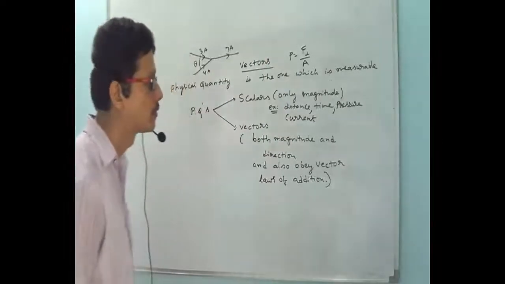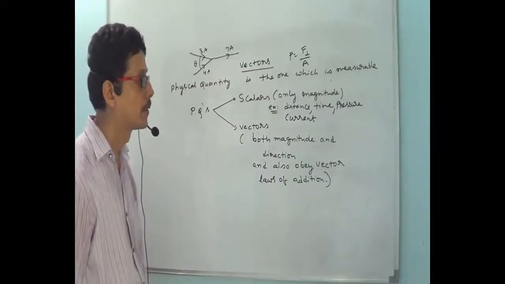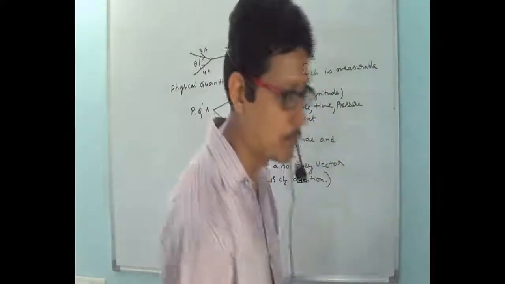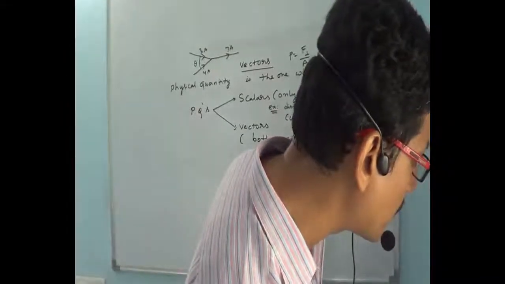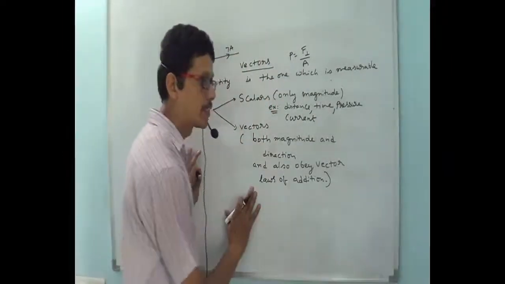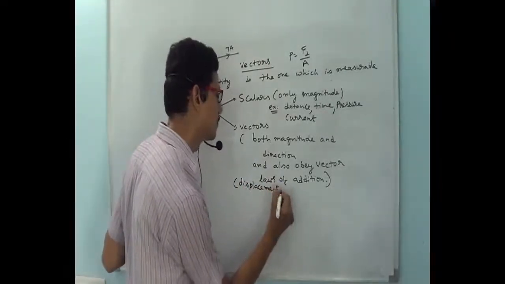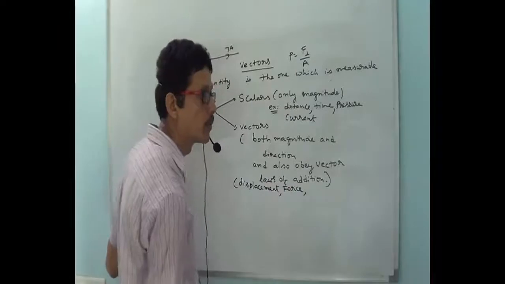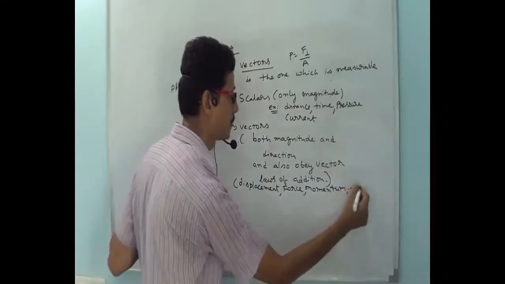I'll just erase this. Examples I have to give now. Tell the examples. Displacement. Displacement is a vector. Force. Momentum. Momentum is a vector. Etc. There are many quantities.